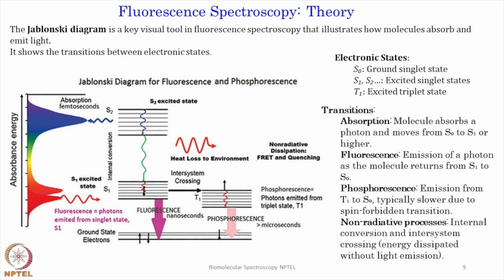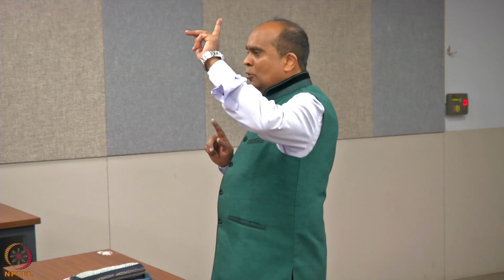What was absorption? Femtosecond. Fluorescence, nanosecond. How much slower has it become? 10 to the power 6 times. So, 10 to the power 6 is a million, right. Million times slower is our fluorescence, right.